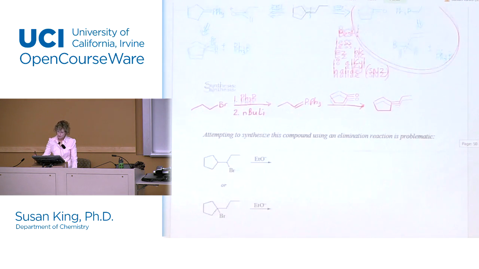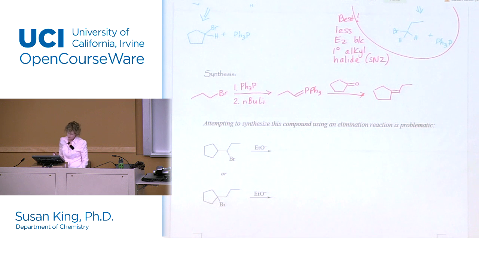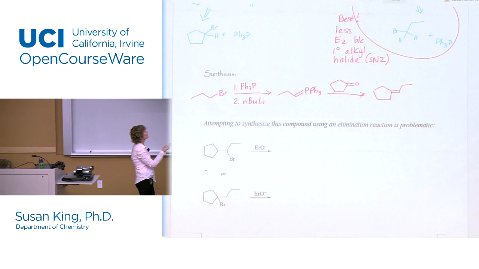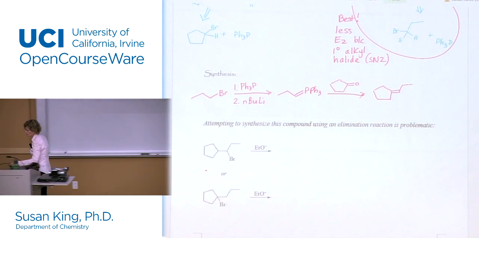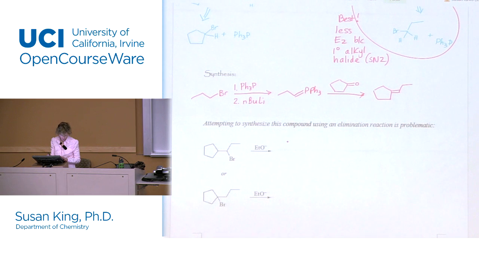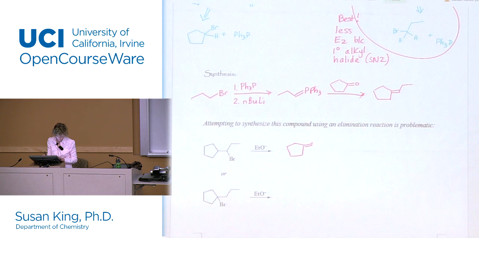So attempting to synthesize this compound using an elimination reaction is problematic. These are our two possibilities for the alkyl halides that we could use. We could start with this alkyl halide, and if we eliminate this direction, we can also eliminate that direction. And what ends up happening is that you can get some of the correct product, but you will also get some byproduct that has to be separated.